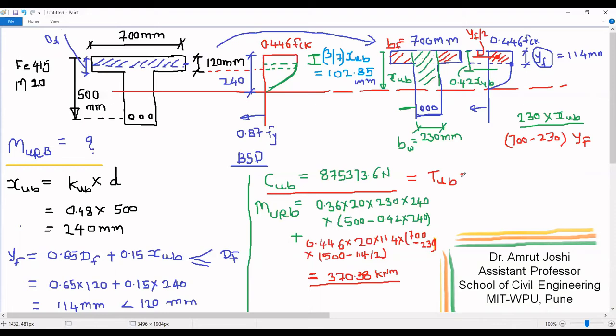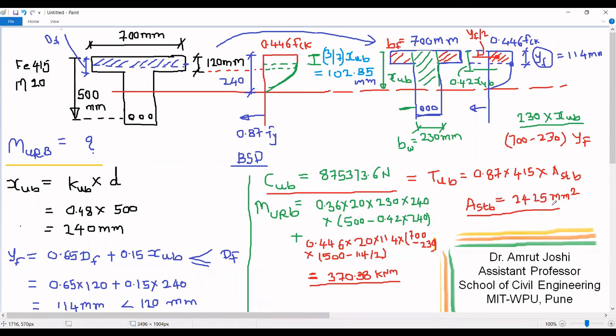So what is the value of Tub? It is going to be equal to 0.87 into Fy, which is 415, multiplied by AST. So what is the value of AST that we get? And I'm going to write this as ASTB because we are aiming the section to be balanced section. So therefore, the value of ASTB works out to be equal to 2425 mm square.